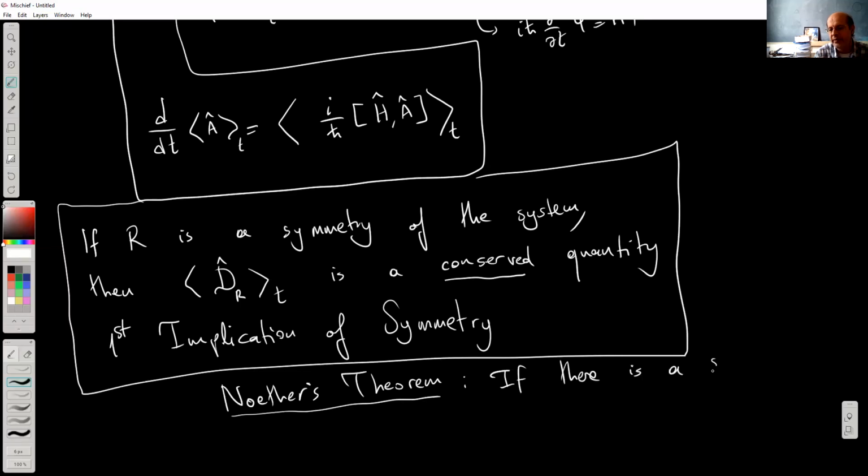A symmetry, then there is an associated conservation law.